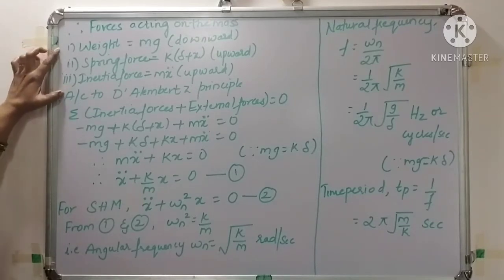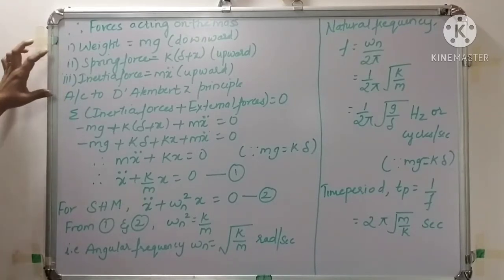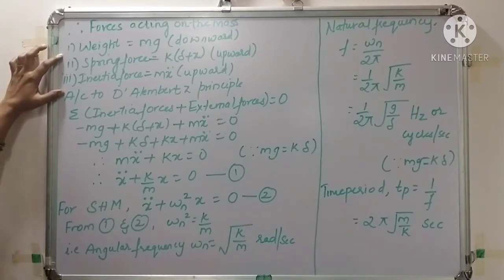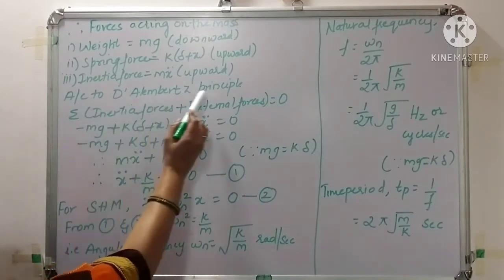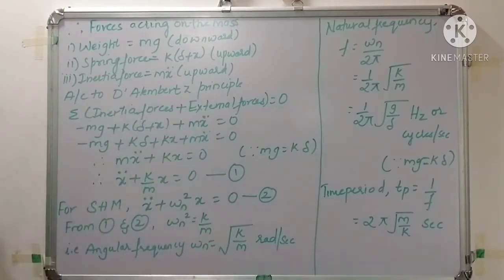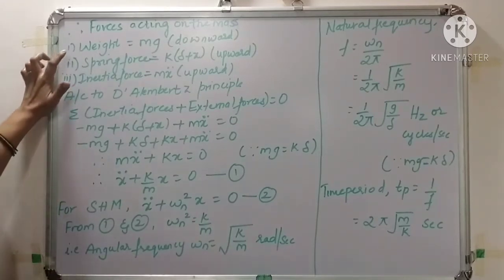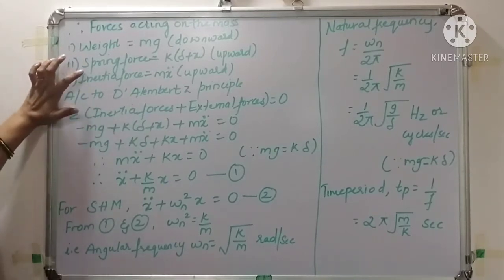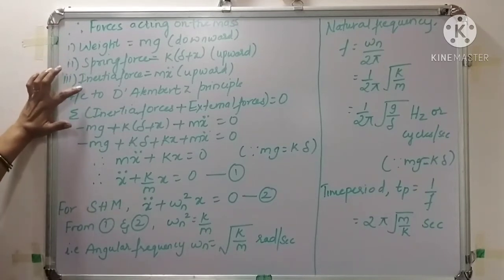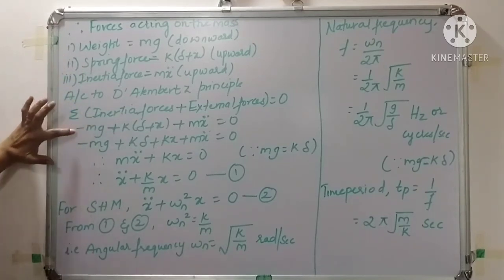Now, according to D'Alembert's principle, we will write these forces in the form of an equation. So what does D'Alembert's principle say? According to D'Alembert's principle, the summation of inertia forces plus the external forces is equal to 0. So here we will substitute the forces: the forces acting externally, that is the spring force, and the inertia force.